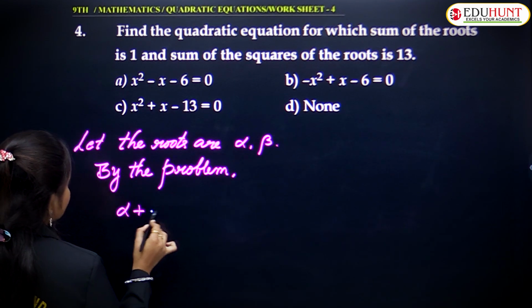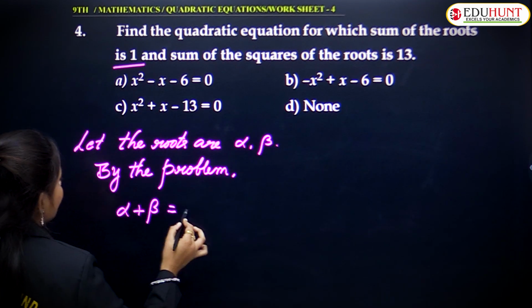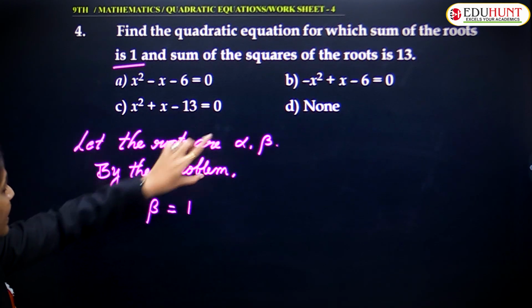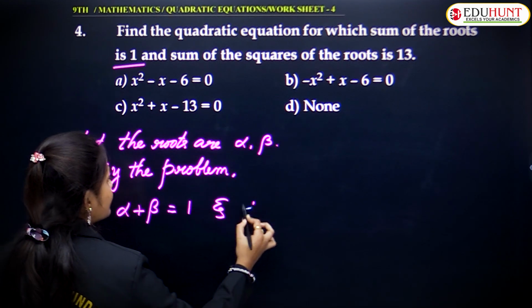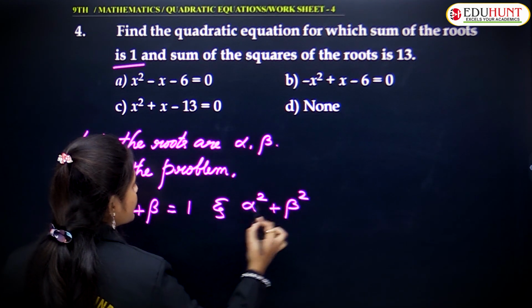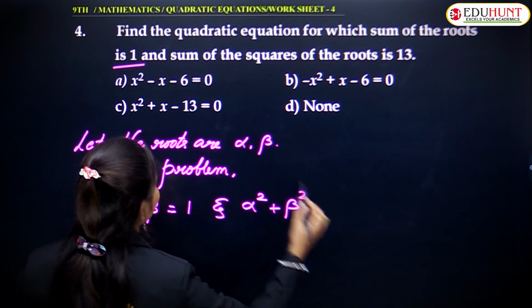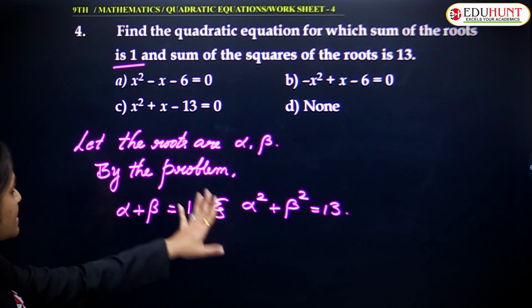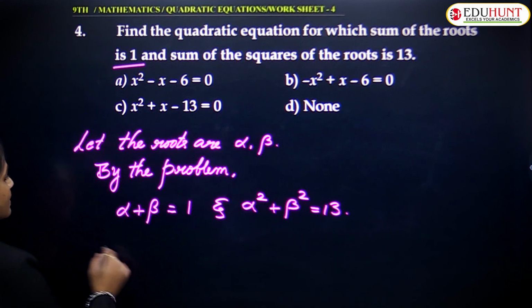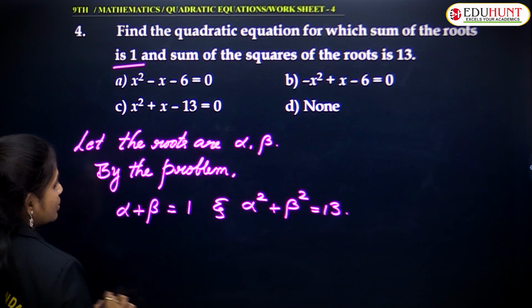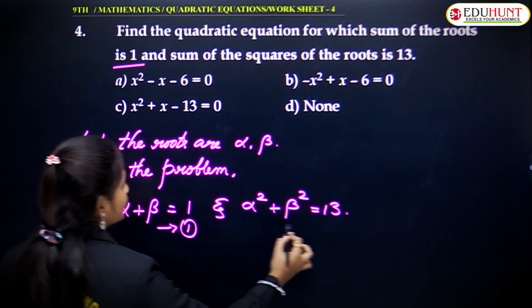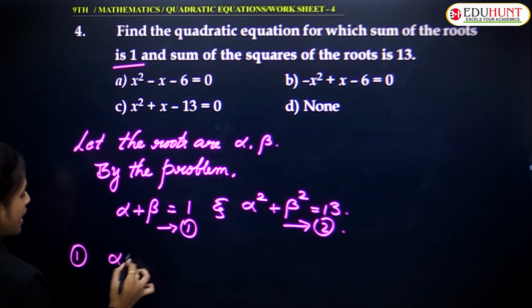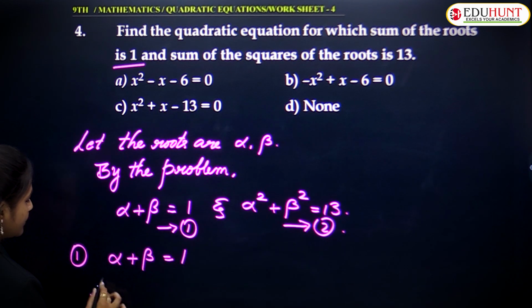Here the sum of the roots, alpha plus beta, is 1, and the sum of the squares of the roots is equal to 13. Understand? So this is the given problem. So now simplify this. I want to take squaring on both sides of equation number 1. Let us take this as equation number 1 and this as 2. Okay. So from 1, alpha plus beta is equal to 1.